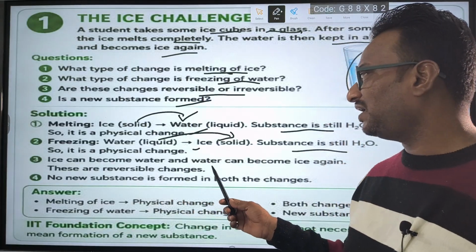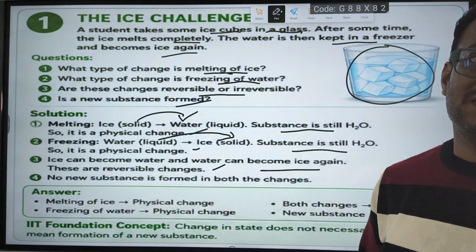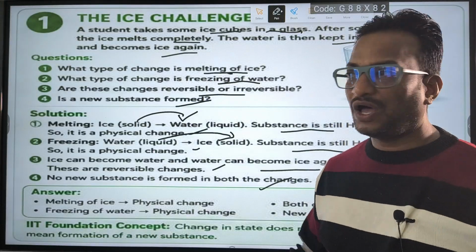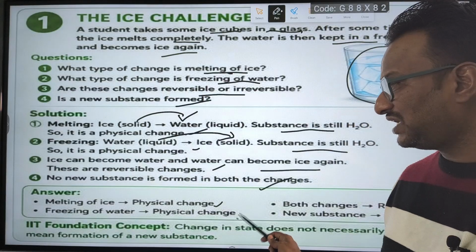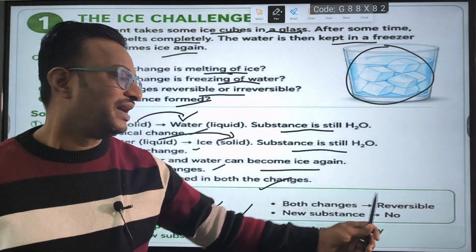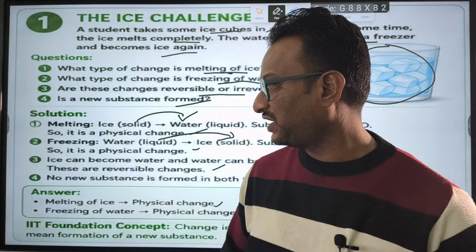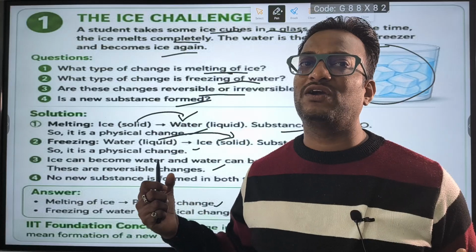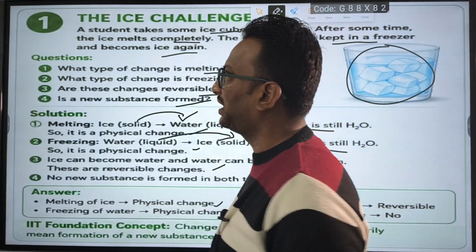Ice can become water and water can become ice again. These are reversible changes. No new substance is formed in both cases. So the answer is: melting of ice is a physical change and freezing of water is also a physical change. Both changes are reversible. No new substance is formed in this particular case. So this is the idea that the child got by observing water and ice. Okay, now we'll start.